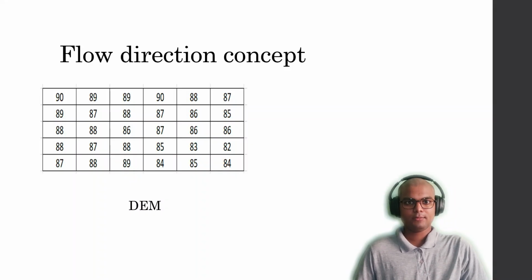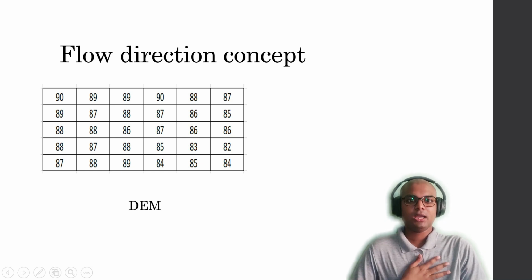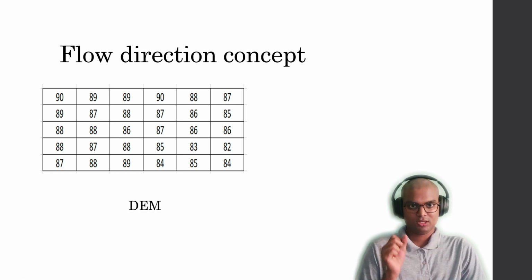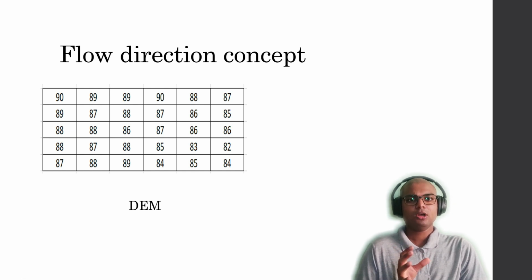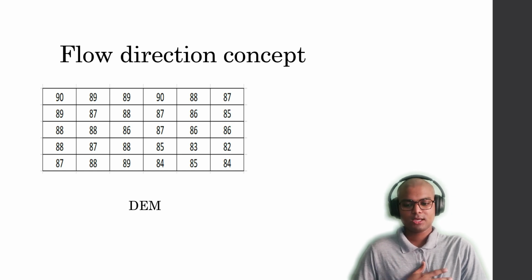So if we see here, flow direction, let's assume the dataset which we are seeing on the screen is the digital elevation model dataset, which shows various elevation values like 90, 89, 89 and so on. Let's say they are in meters, and we want to find out how the water is flowing from each cell to the next cell. So let's assume 87 is the cell where we want to find the data.